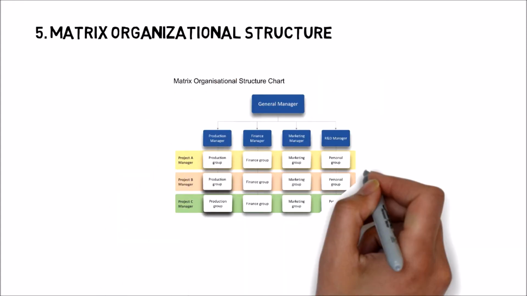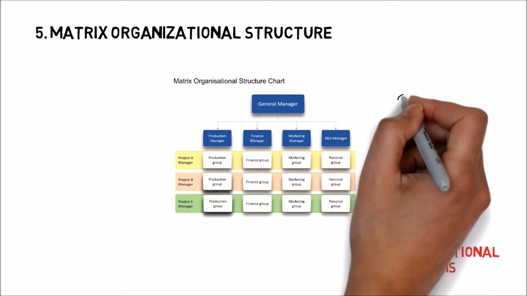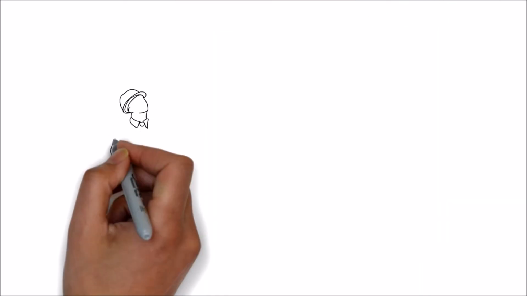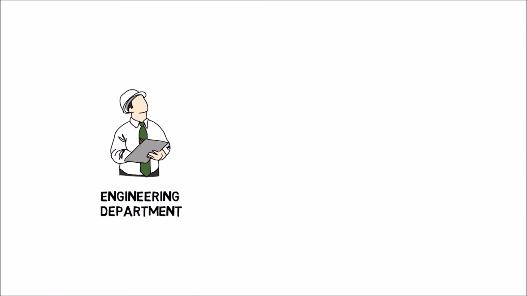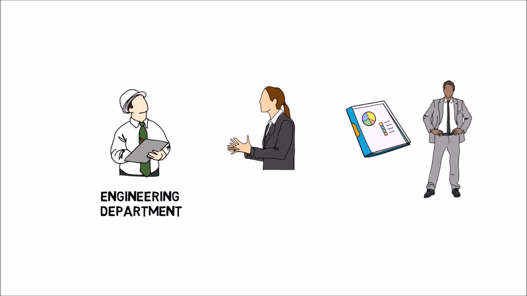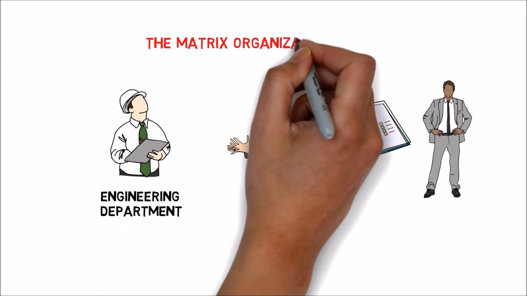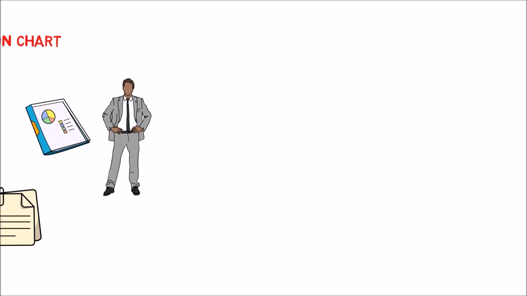5. Matrix organizational structure. A matrix organizational chart resembles a grid and depicts cross-functional teams that come together for special tasks. An engineer, for example, may be a member of the engineering department, directed by an engineering director, but participate in a short project led by a project manager. The matrix organization chart takes into account both of these positions and reporting connections.